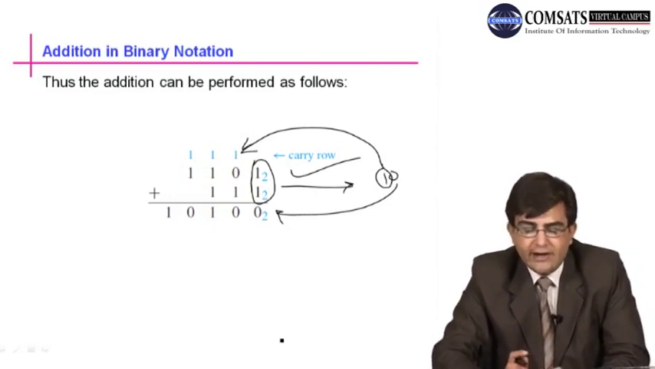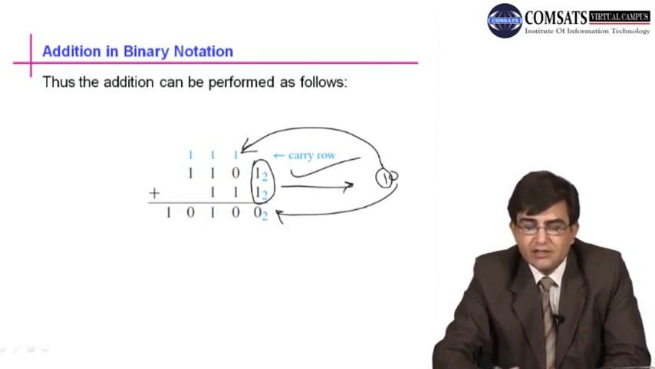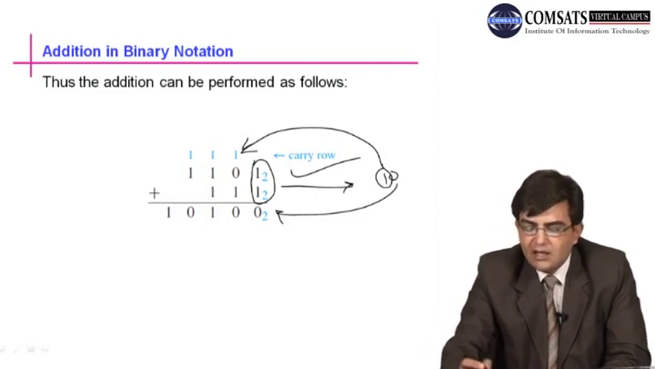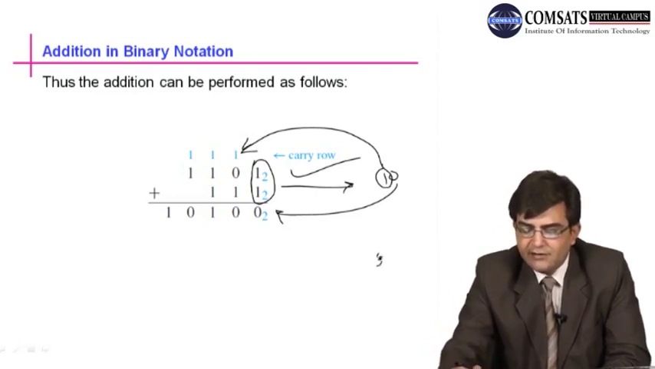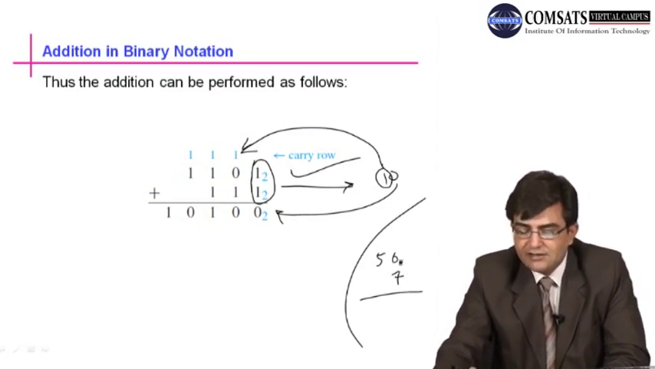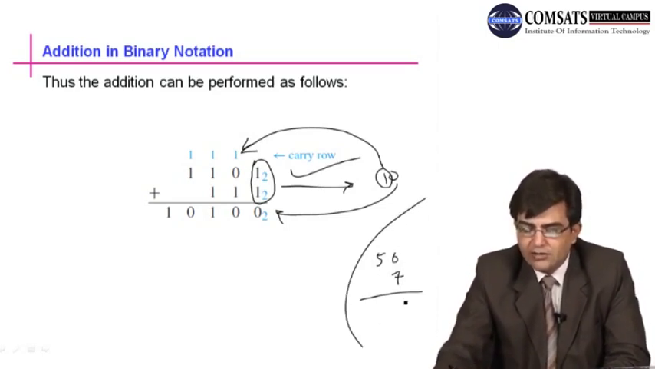Just like we add the numbers in the decimal representation. If we add up 6 plus 7 in simple decimal representation, we have 13. So we write 3 here, we send carry 1 here. And then we add up this number, 5 plus 1 is 6. So this was basically the addition in decimal numbers.